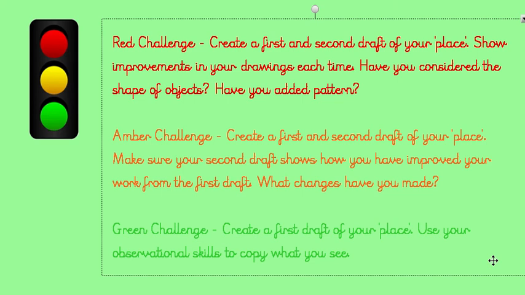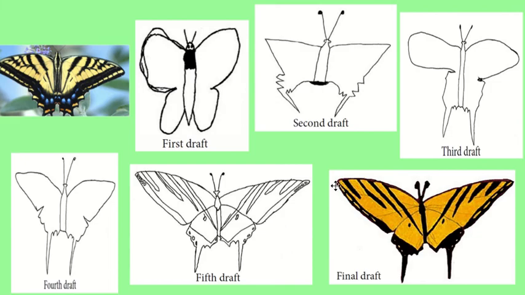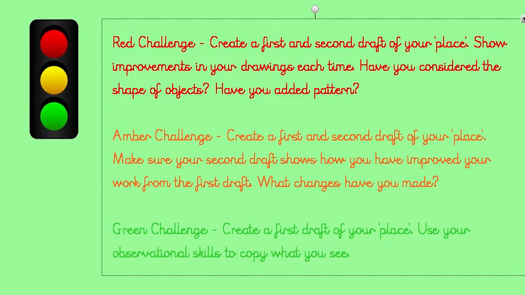The amber challenge, you're going to create a first and second draft of your place. Make sure your second draft shows how you've improved your work from the first draft, and think about what changes you have made. So thinking about Austin's butterfly, looking at his first and second draft, what changes did he make? He made the wings more angular and he made this bit a little bit more detailed, didn't he? And he thought, actually we haven't got this pointy bit down there, which I thought butterflies did have. This butterfly actually has quite a flat bit at the bottom there. So you can just talk to a grown-up about the changes that you've made. You don't need to write those down.